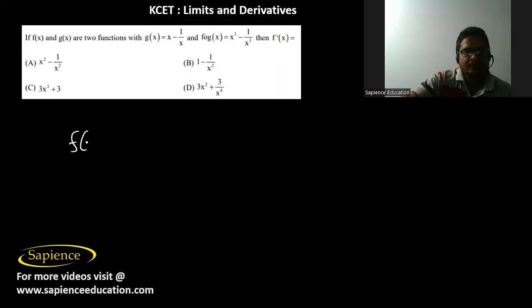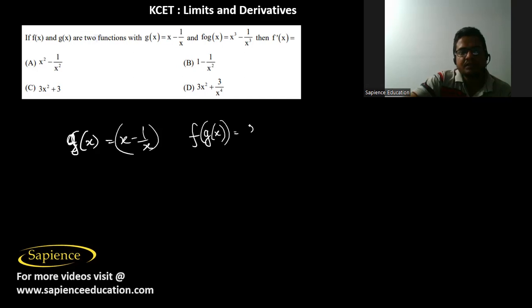Then here it is told that if f of x and g of x are two functions, and g of x is given as x minus 1 by x, and f of g of x is given as x cube minus 1 by x cube. So then f dash x is how much? That we have to find.